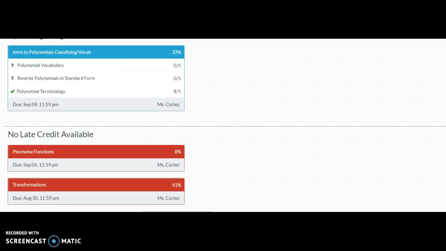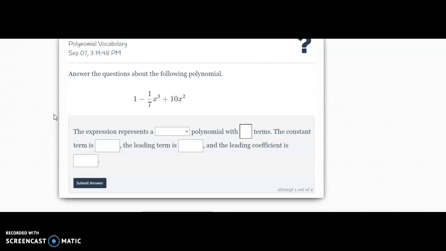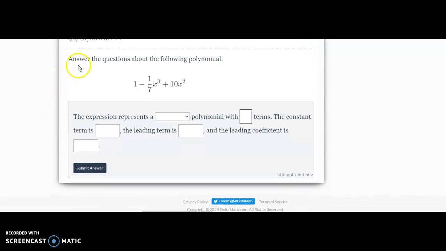So let's go ahead and do some examples on Delta Math. So let's start with polynomial vocabulary. I want to show you guys how to do this one. So answer the following about this polynomial. It says, the expression represents a blank polynomial. So let's see what our options are.